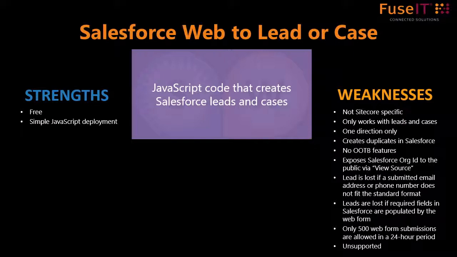The implementation can only create leads and cases. It is not possible to create contacts, which is a common requirement. Web to lead only pushes form data to Salesforce. It cannot read Salesforce and bring data back to Sitecore. When web to lead creates a new lead, it does not care an identical lead already exists and will happily create a duplicate in Salesforce.